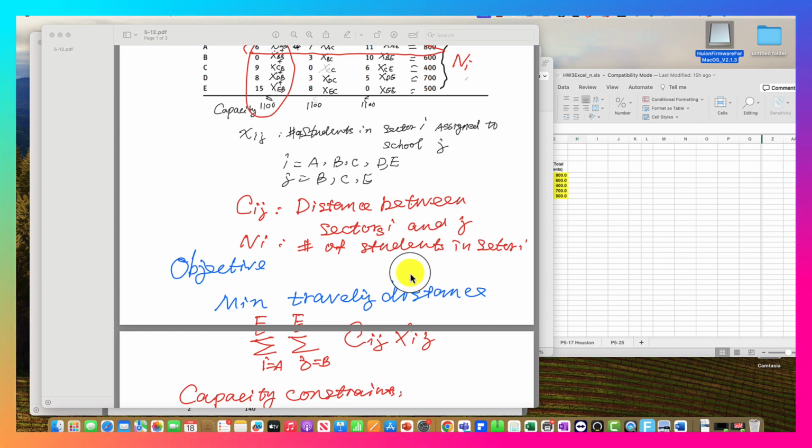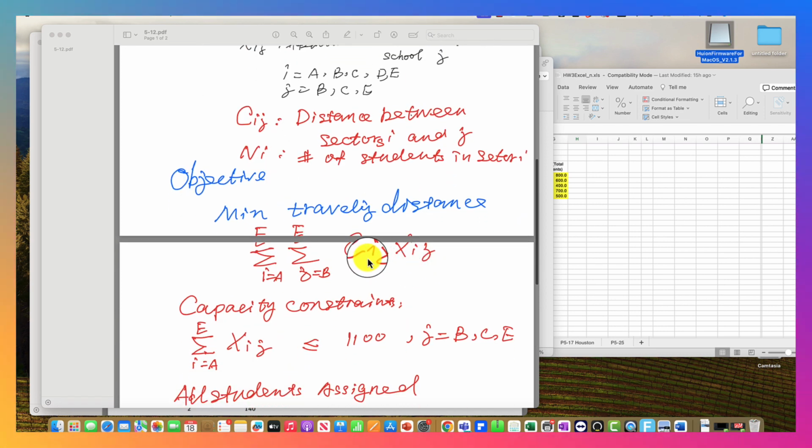After defining the decision variables, the objective function is quite clear: to minimize the traveling distance of all the students. Given the distance between I and J is Cij, and the number of students traveling from sector I to J is Xij, the distance is simply the product of Cij and Xij. But you need to sum over all possible combinations. So it's a summation where I is from A, B, C, D, and E, and J is just B, C, E.